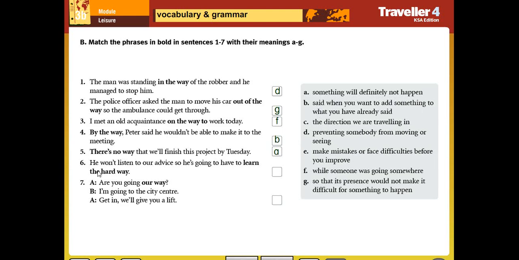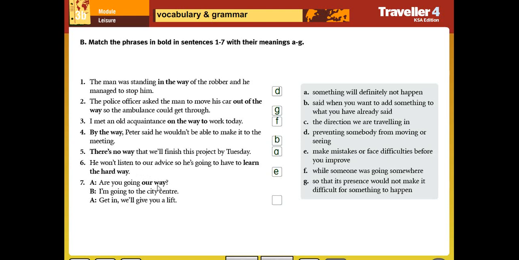Okay, let's move to the next sentence. He won't listen to our advice, so he's going to have to learn the hard way. When you learn the hard way, it means that you will face a lot of difficulties or a lot of difficult situations. To learn the hard way. Yes, let's check. To make mistakes or face difficulties before you improve. So, to make mistakes or face difficulties means to learn the hard way.